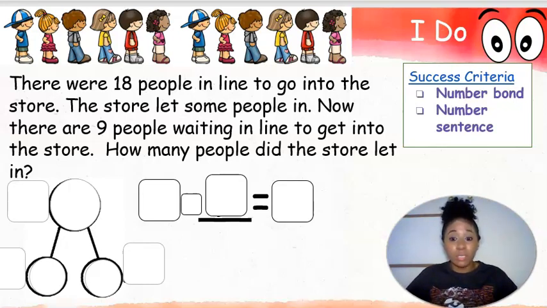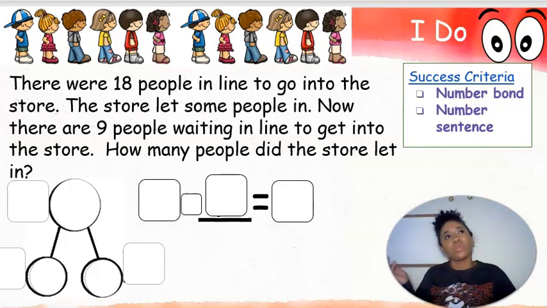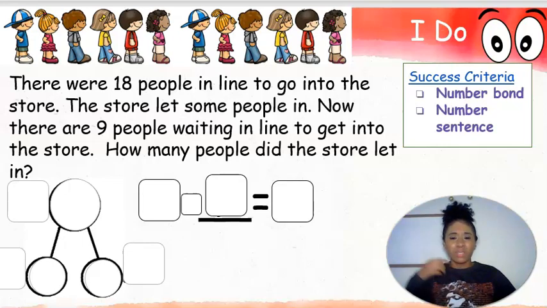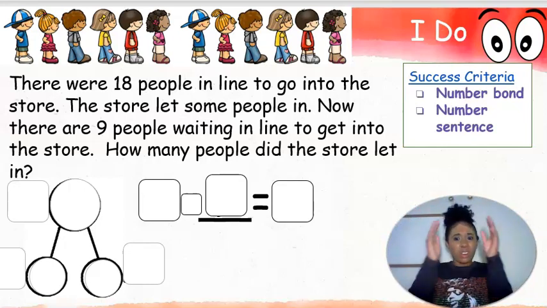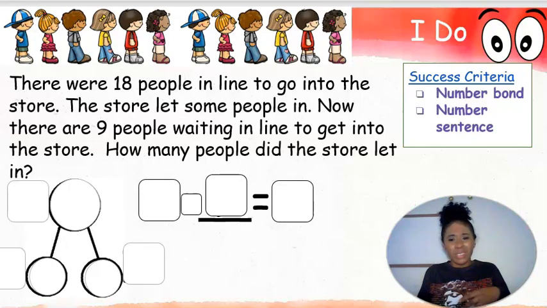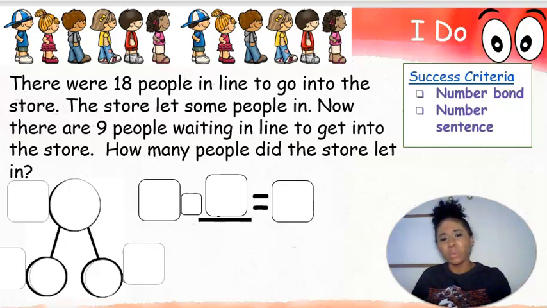Okay, friends, I'm going to start by looking and thinking about what's happening in my story. Well, I know that there were 18 people in line, and the store let some people in, and now there's 9 people waiting in line. So that means that some people got to go in. If I have 18 people, some got to go in, and some are still waiting in line, that is telling me that my number is probably getting smaller. If we start with 18 people and then we're left with 9, that means our number got smaller. If our number is getting smaller, that means that we are subtracting.